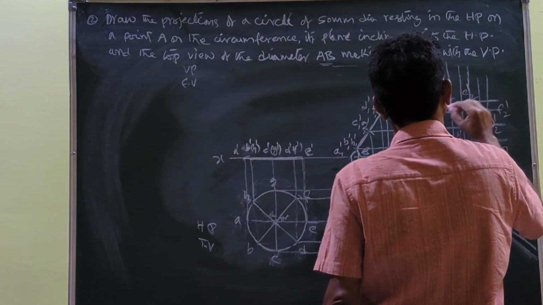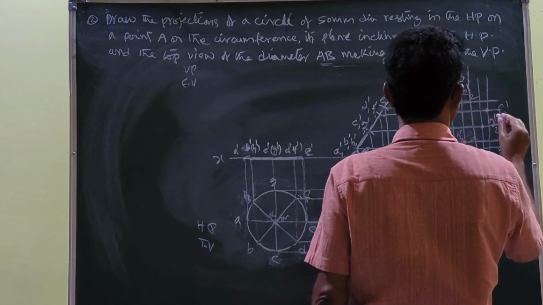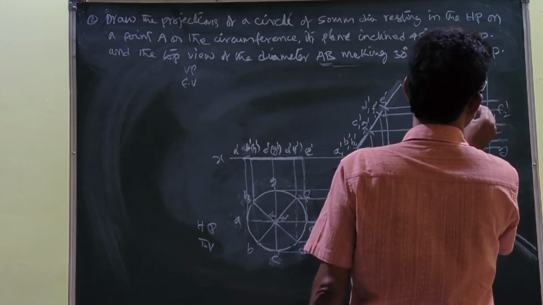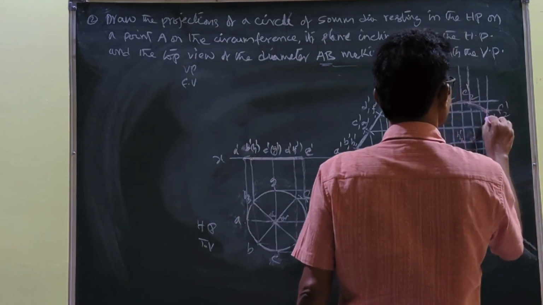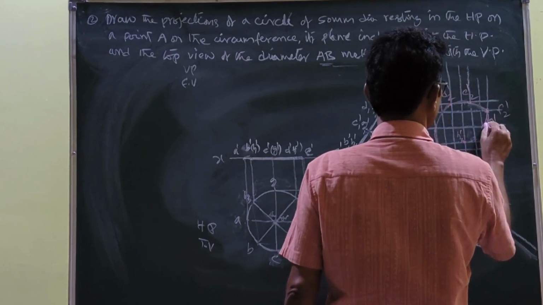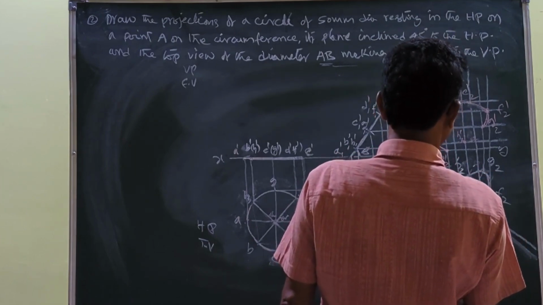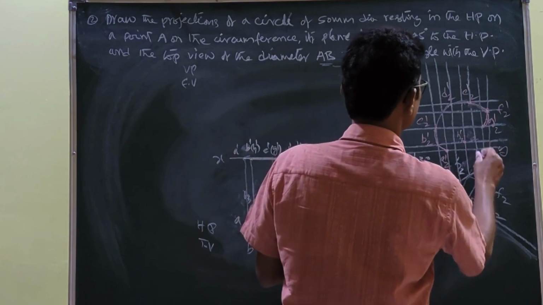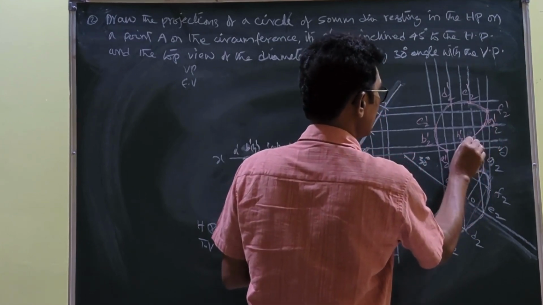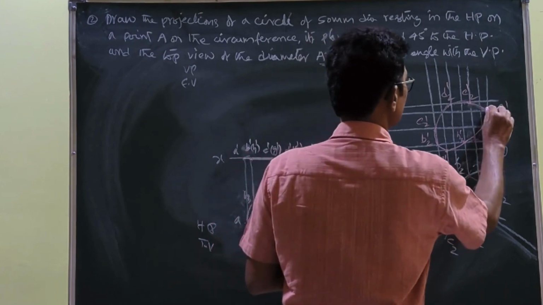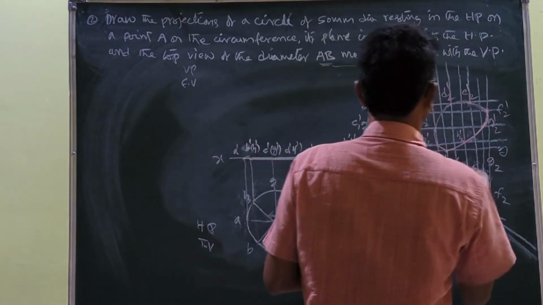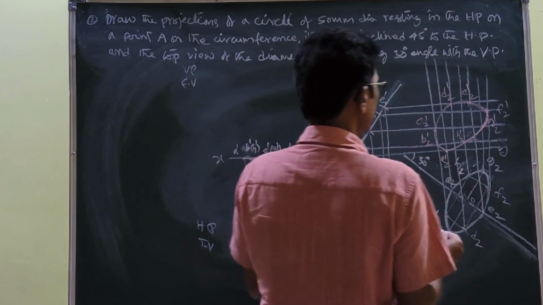C to D, D to E, E to F, F to G, G to H, H to A, like this. Like this. Am I right?